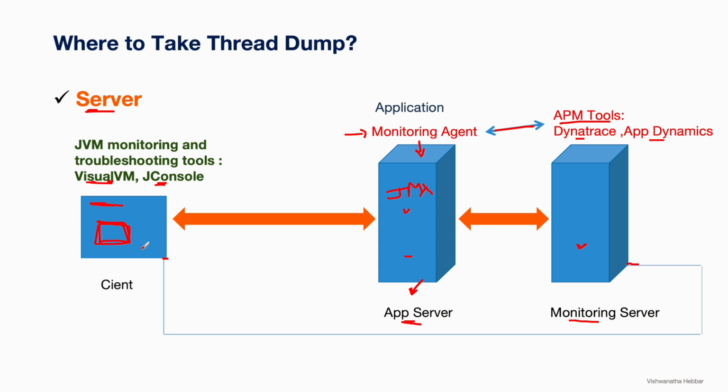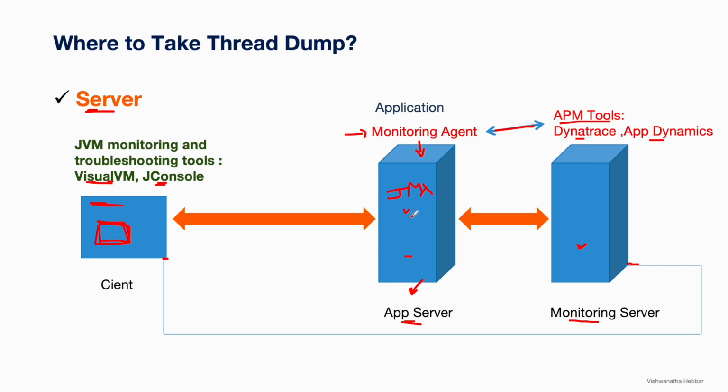using a dashboard, a web-based UI or a UI dashboard, and you can communicate with the monitoring server, and you can also trigger the thread dump, and this client machine will communicate with the monitoring server, and then it will communicate with the monitoring agent, and once it takes the thread dump here, it will share it with the monitoring server.